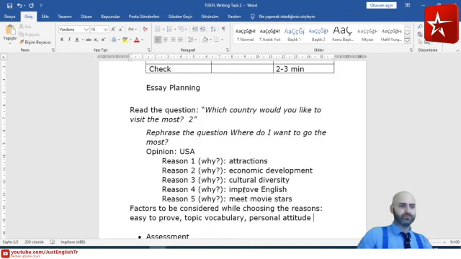But as I have said, this is very tricky. Sometimes it works, sometimes it does not work. Why is it so? Because maybe sometimes you feel very positive personally about one reason, but you don't know a lot of words about it, so please don't write it and change, because topic vocabulary and easy to prove are more important, okay?